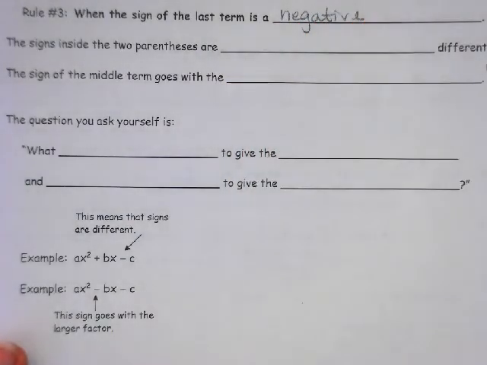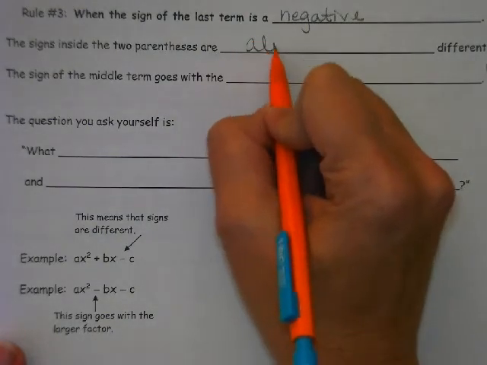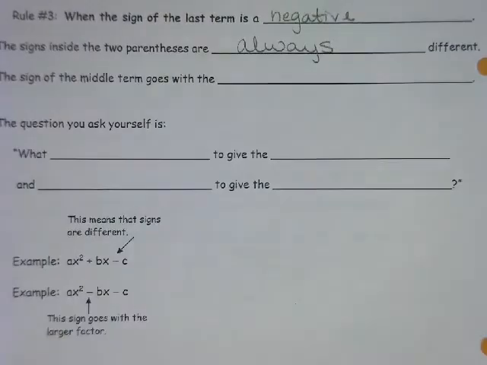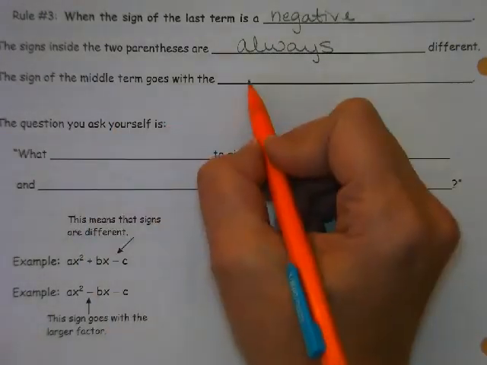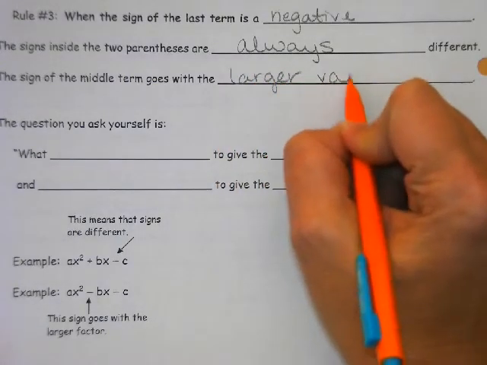All right, that means the sign inside of the parentheses will always be different, right? Because the only way to get a negative when you're multiplying is if one is a negative and one is a positive. Okay, the sign of the middle term always goes with the larger value.